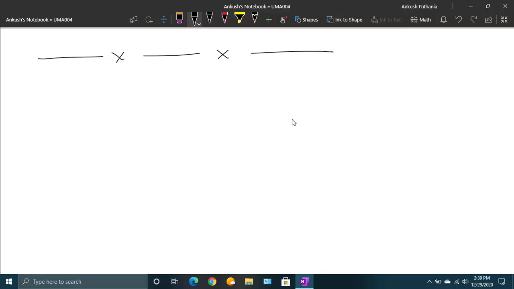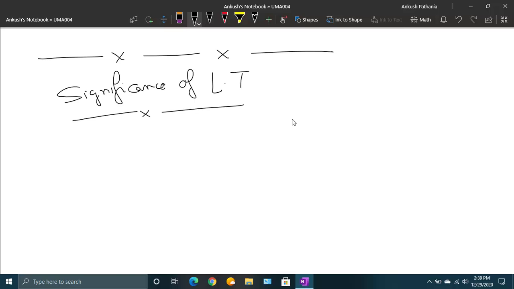What are the main reasons that we are studying this Laplace transformation? So, the significance of Laplace transformation, I am representing it by the short form LT. Now in brief, I will be taking a few cases where we will see the significance of Laplace transformation or Laplace transform. It is basically used to solve differential equations.